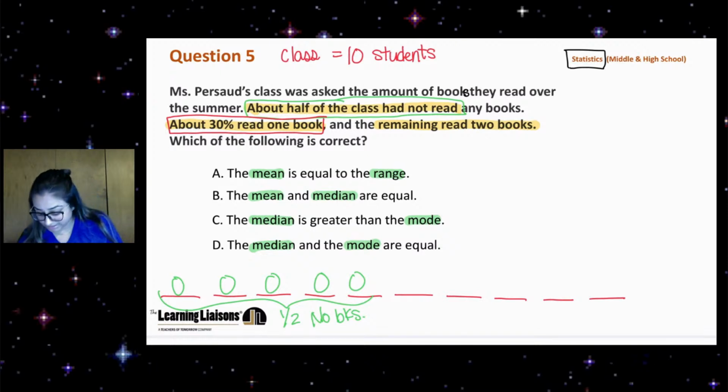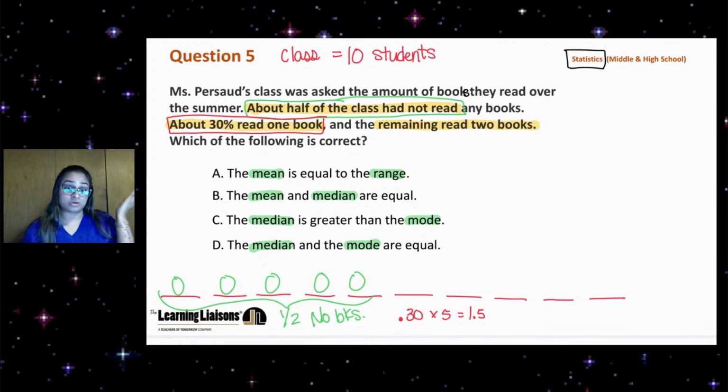So 30% multiplied by 1, 2, 3, 4, 5 students. Well, remember, we're not taking 30% as the percent. We have to take it as a decimal. Change 30% to a decimal, which is 0.3. Multiply it by 5. What do you get? 1.5.